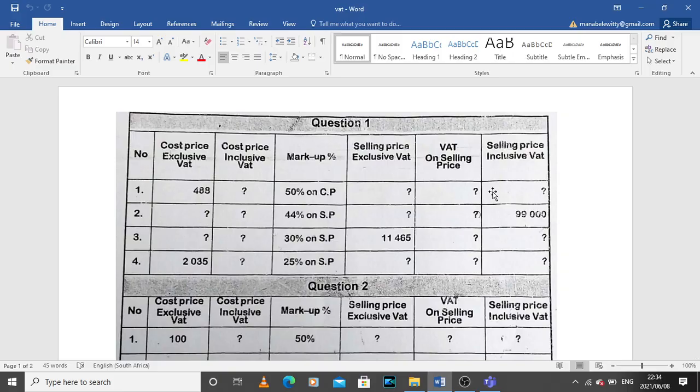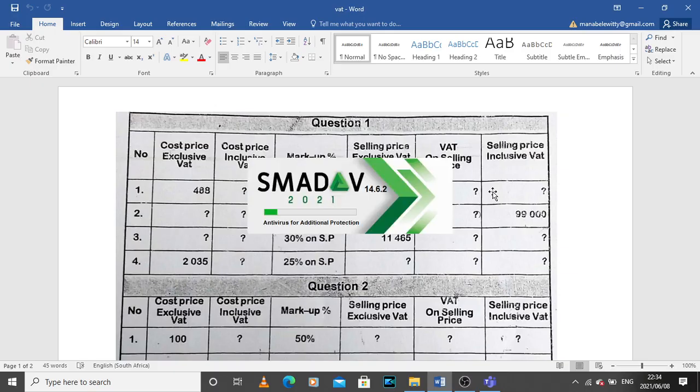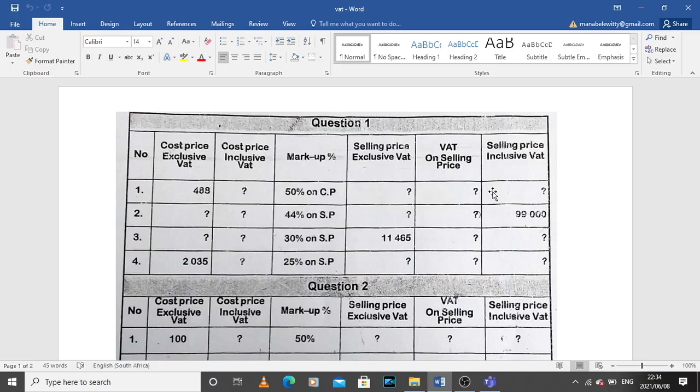You must be able to calculate an amount without VAT, and you must be able to calculate an amount with VAT. You must be able to determine your selling price coming from your cost price and be able to calculate your cost price coming from your selling price. So okay, how do we do this? Remember, we're using a 15% rate for VAT calculations.